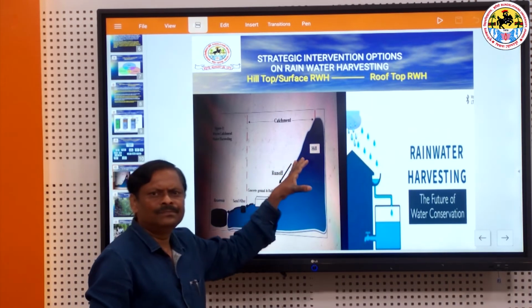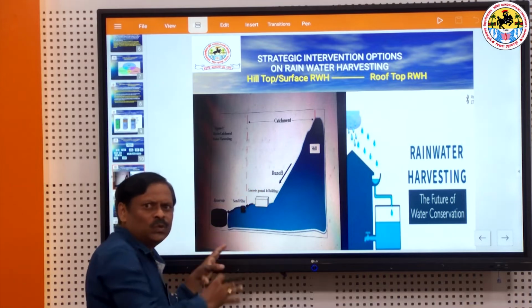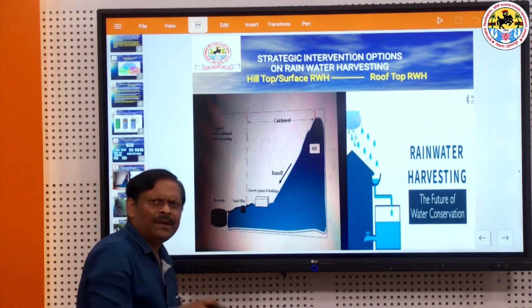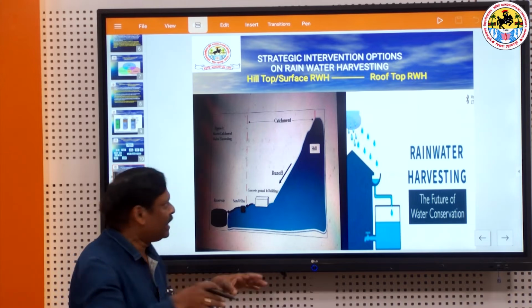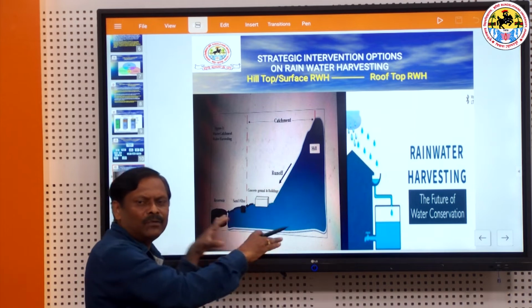Next, when we talk about strategy intervention options on rainwater harvesting, an important point to note here is that in our campus we have started and it is already in process. We have huge scope for water harvesting, that is, hilltop water. We have a very unique situation in our campus. We can make a model, we can show how we can efficiently use the water coming on this hill and collect it.